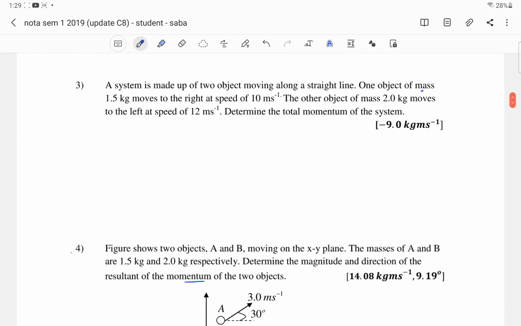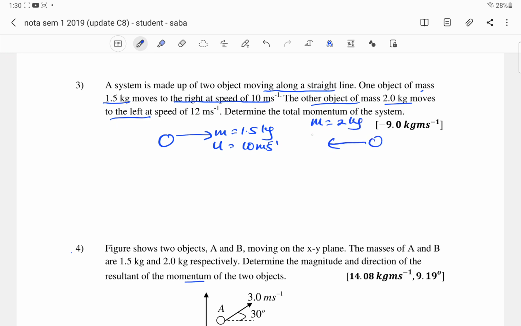So then number 3, the system is made up of two objects moving along a straight line. One object of mass 1.5 kilogram moves to the right with speed of 10 meter per second. So we have to draw. Mass is 1.5 kilogram, u is 10 meter per second. The other object, 2 kilogram, moves to the left. So here, mass is 2 kilogram, u is 12, but don't forget to put the negative because the direction is leftward. So, determine the total momentum. We find first m1, u1.